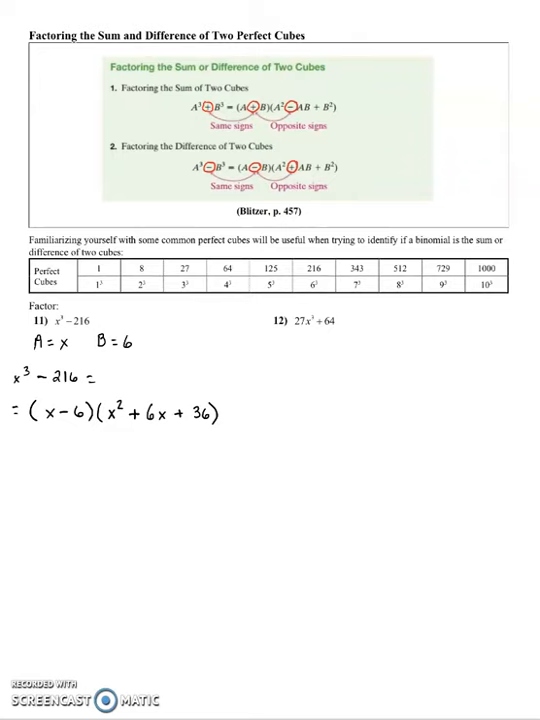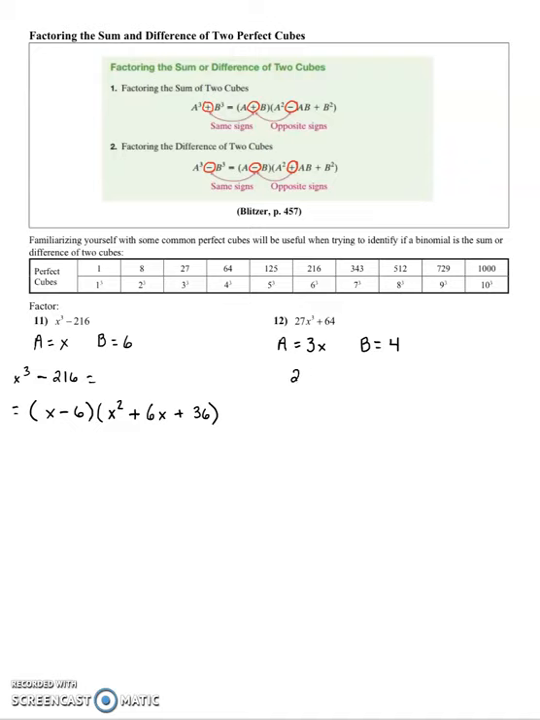So what about number 12? In number 12, well, we have an x cubed, that's good. Is 27 a perfect cube? Well, if we go to our chart, yes it is. 27 is 3 cubed, so our a is 3x. And our b is 4, because, again from the chart, 4 cubed is what gives us that 64.